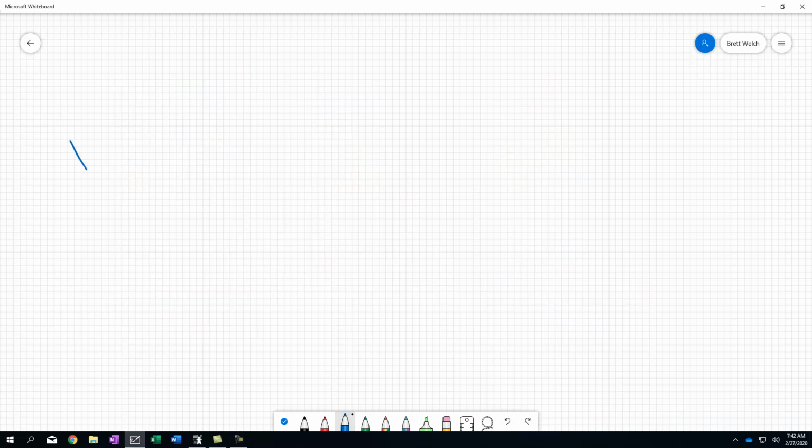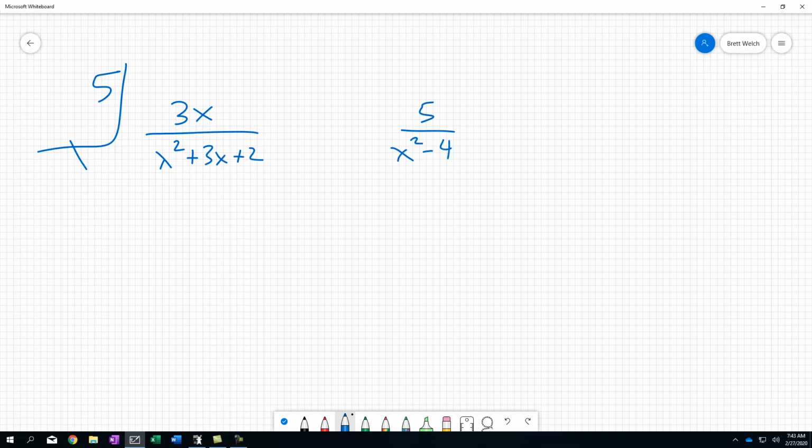Okay, question number 5 has 3x over x squared plus 3x plus 2 and 5 over x squared minus 4. And all I want is the LCD. The top doesn't matter at all. I'm just asking you, what's the LCD of these two denominators, these two fractions?